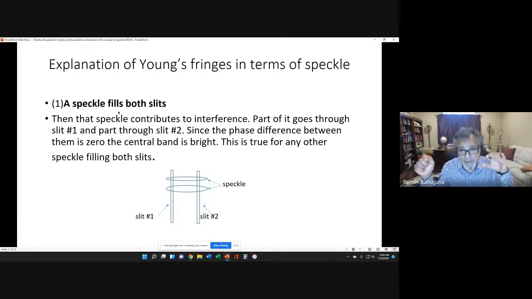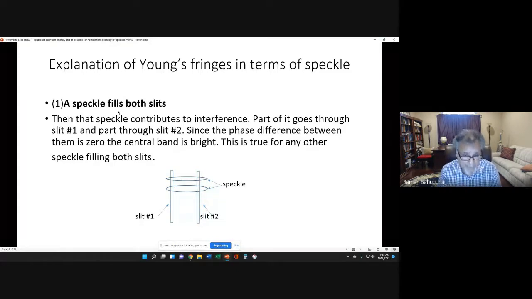And if you're on axis, on the observation screen, you get a maxima or a bright band. The central band is bright because the path difference is 0 there, as well as the phase difference between the 2 slits. Now another speckle is falling, let's say. They are not correlated with each other, but the other speckle also gives you a bright band at the center, followed by dark and bright bands on the sides. So they overlap exactly. No matter which speckle falls, the interference pattern overlaps. And so the contrast is really good. There is no deterioration in contrast.